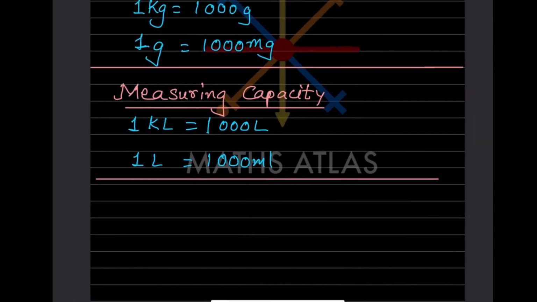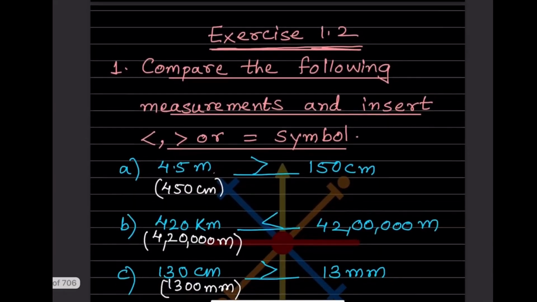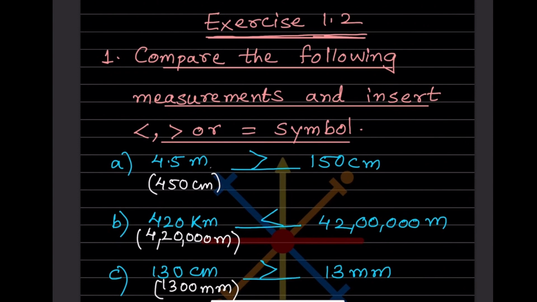So now let us go to the exercise, which says to compare the following measurements and insert the symbols. These are called less than, greater than, or equal to. I have also explained how to guess which is less than, because many of them get confused about which is the less than and which is the greater than sign.